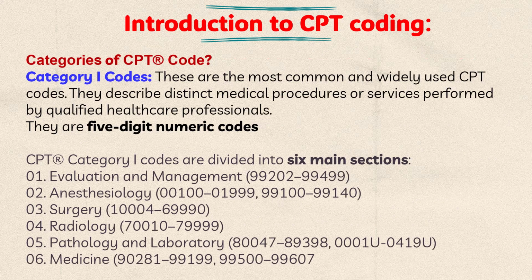What are the categories of CPT code? Category 1 codes. These are the most common and widely used CPT codes. They describe distinct medical procedures or services performed by qualified healthcare professionals. They are 5-digit numeric codes. The CPT Category 1 codes are divided into 6 main sections. The first one is evaluation and management, then anesthesiology, surgery, radiology, pathology and laboratory, and medicine. I will show these when I demonstrate the book.